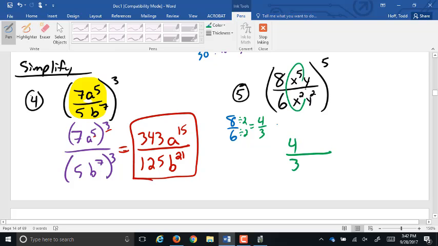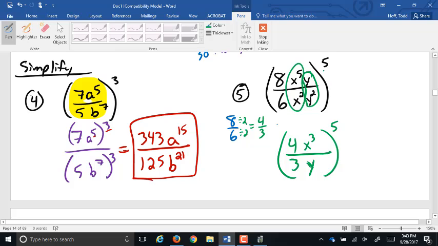Anything that can be done with the x's? Yes, x to the 5 on top and x squared on the bottom, first of all. Top, and to the power of 3, 5 minus 2 is 3. The y's? Just a y on the bottom. Perfect. 2 and 1, 2 is bigger, so it's on the bottom. 2 minus 1 is just 1. So y to the 1 or just y.